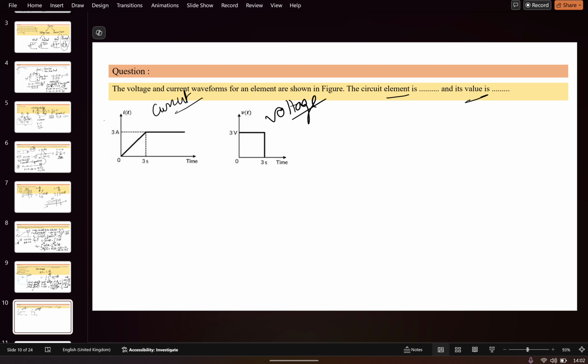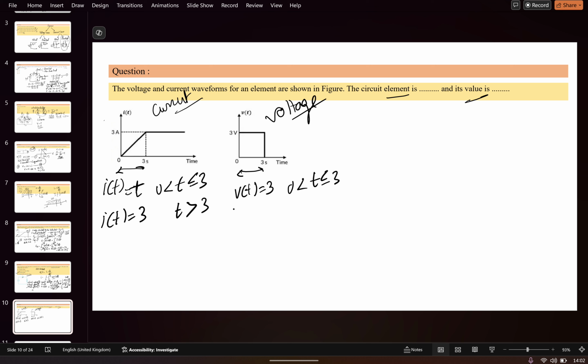So if you see in the first problem, I(t) is given as some equation. Suppose we find the equation between 0 to 3. I(t) comes out to be 1 times t between 0 to 3, and similarly I(t) is equal to 3 amps for t greater than 3. Getting my point? Similarly, if you see the voltage equation, V(t) comes out to be 3 between 0 to 3, and V(t) is equal to 0 for t greater than 3.